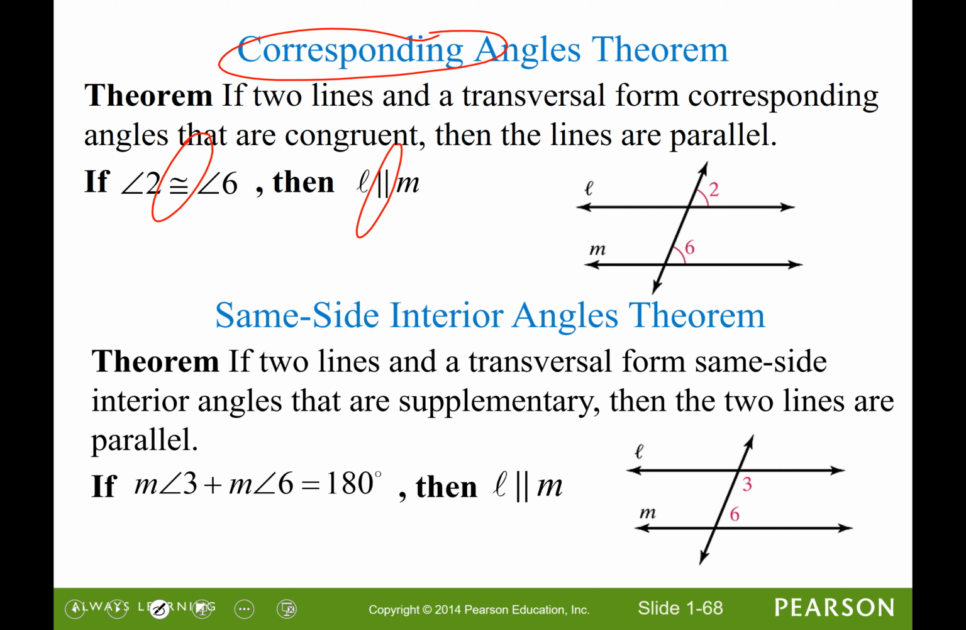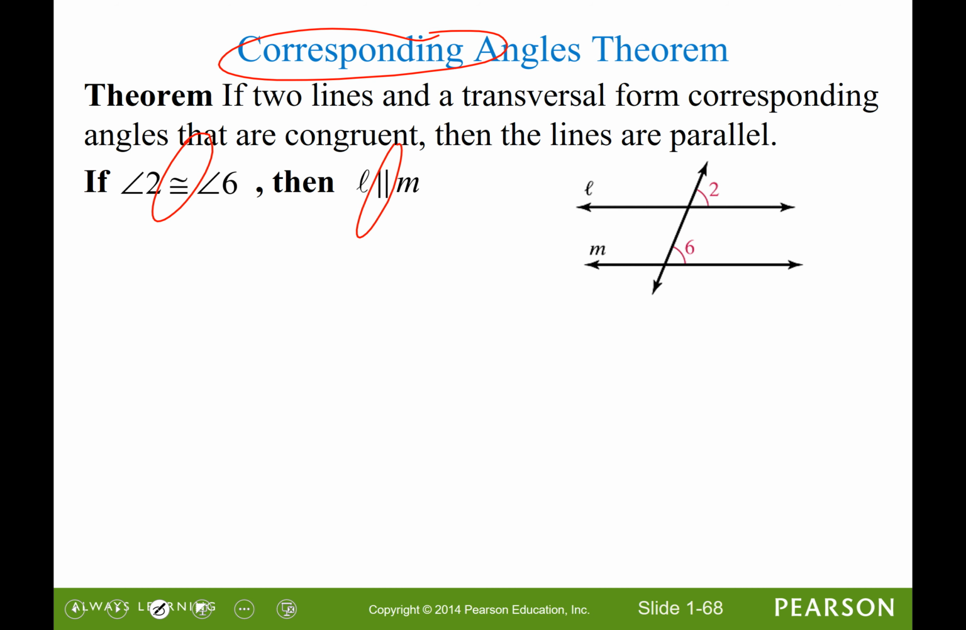I'm going to even show this one. If you can get, no, that one's supplementary. I'll wait on that one. So corresponding angles 2 and 6. This is the transversal. And if you can get L and M to line up just so that they're parallel, then 2 and 6, you can see they become congruent.